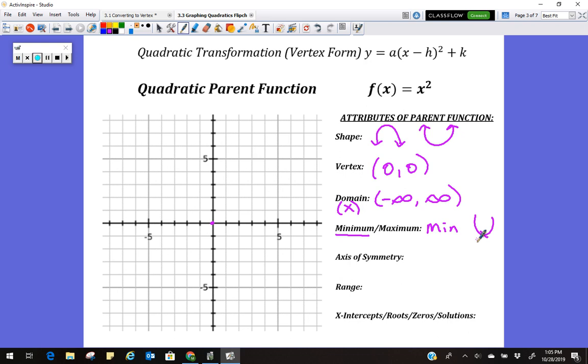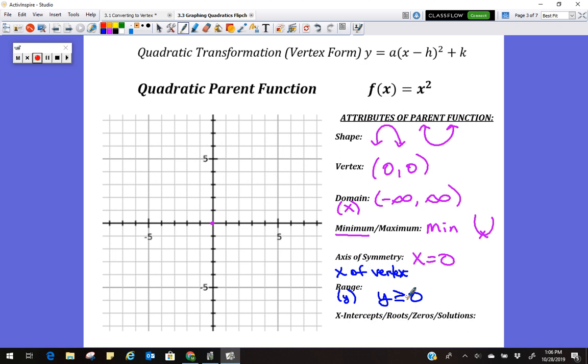Axis of symmetry, that's the line that goes down the middle that cuts it in half. In this case, it's x equals 0. It's always the x of the vertex. That's how you write the axis of symmetry. The range, that's the y values, always relates to the vertex. The y of this vertex is 0, and it's going to open up, so we say that y is greater than or equal to 0.